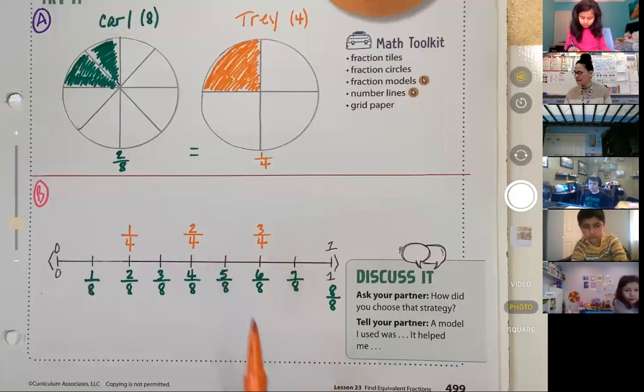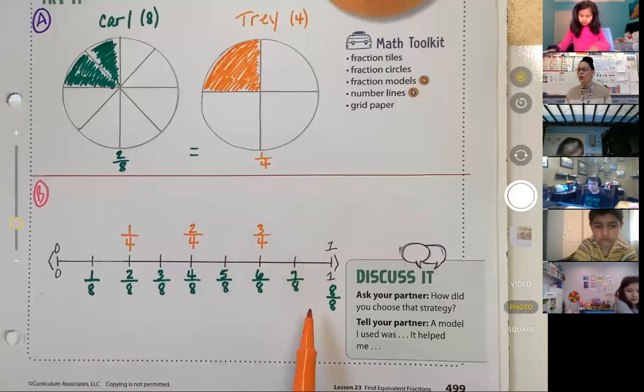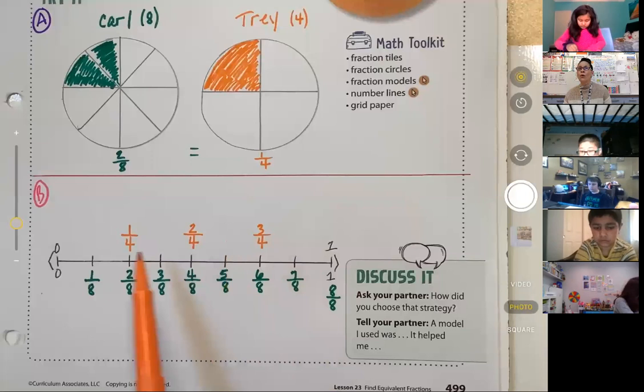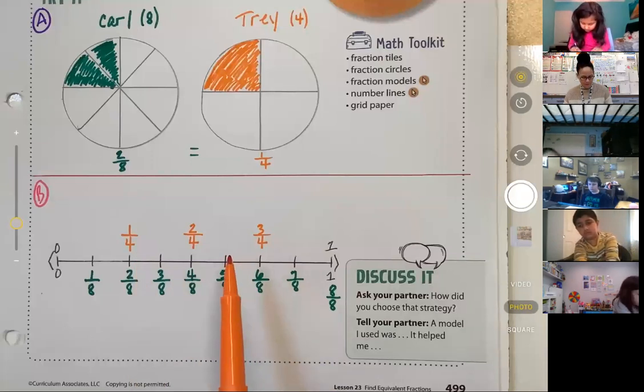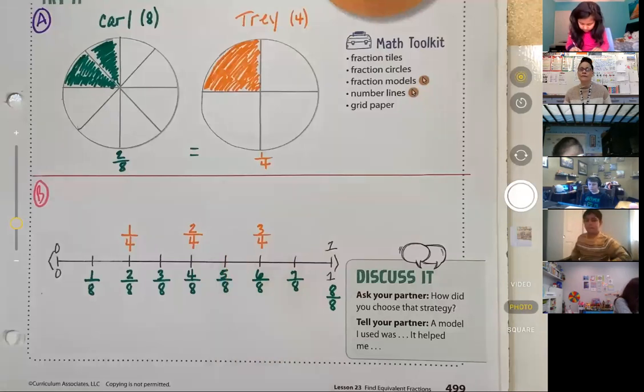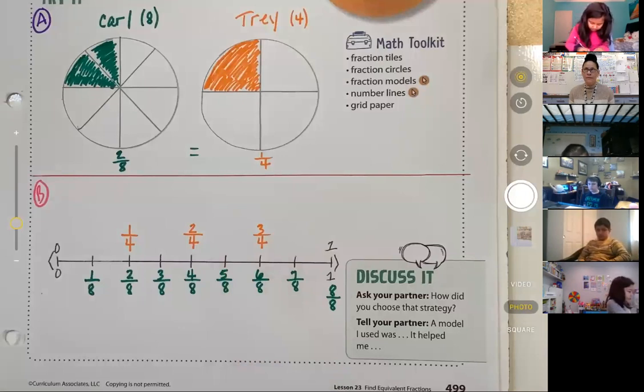So this is representing 8 pieces in the whole. This is representing 4 pieces in the whole. What are we trying to prove? What are we trying to show? We are trying to show that they ate the same amount. How can we show it? We can show it in this way.